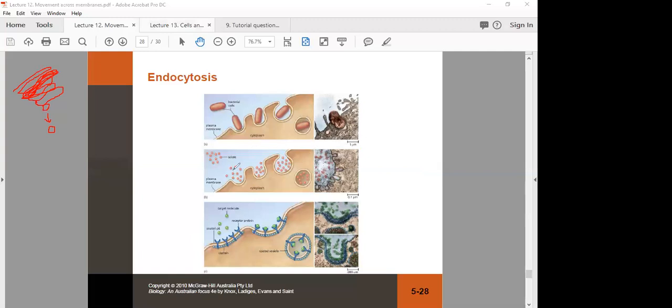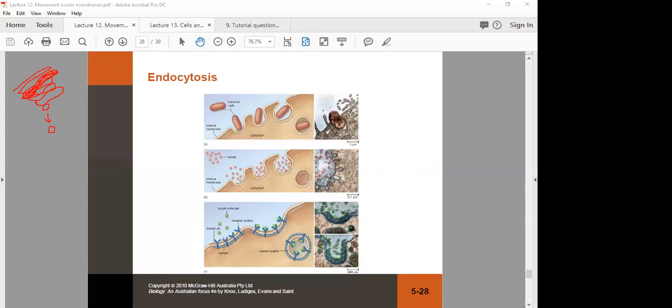All right, another example here of endocytosis, and here we have some solutes that are found in high concentration to the outside of the cell. Once again, invagination, endocytosis to form that vesicle. And here we have an example of receptor-mediated endocytosis.